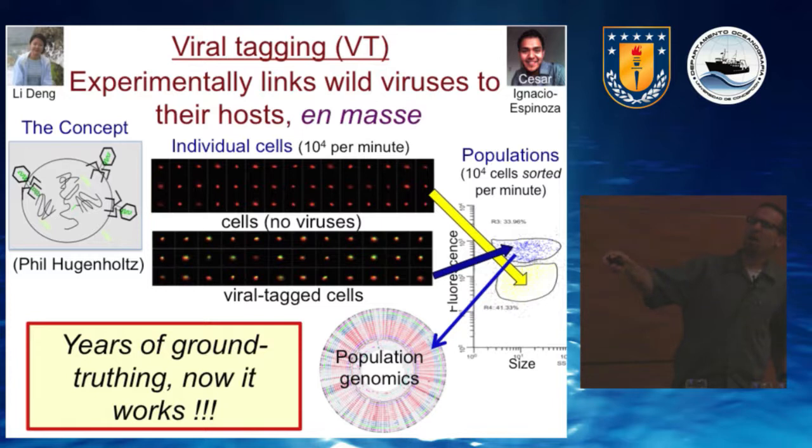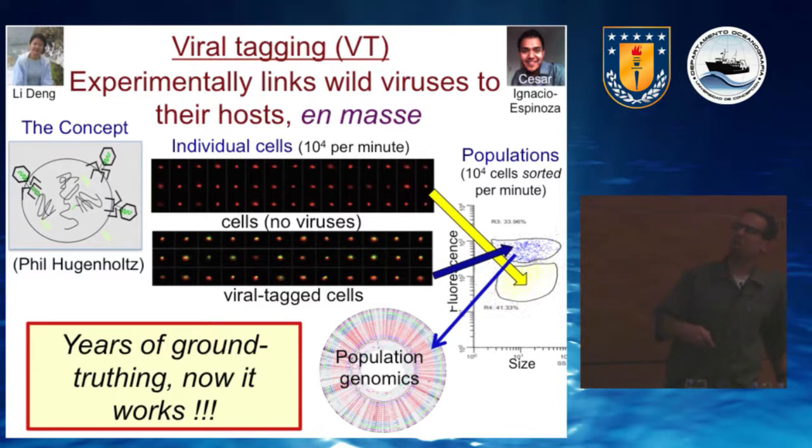Without the viruses, you get just cells. These are cyanobacteria, so they autofluoresce red. And these are photomicrographs from the Amnis image stream. So each of these red dots is a single particle triggered on a flow cytometer. And then if you add viruses, you get red for the cyanobacteria plus green, which are the labeled viruses.